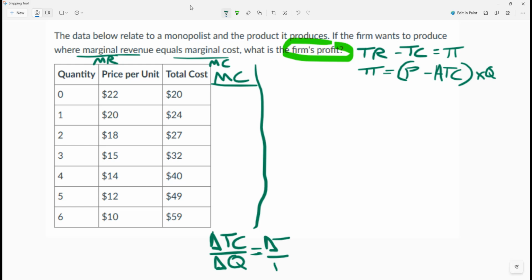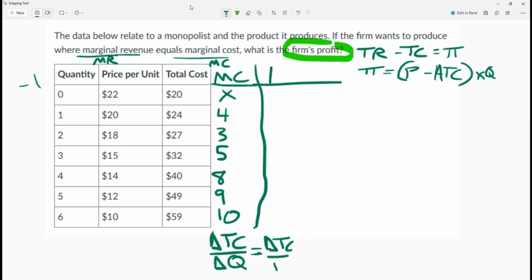So the change in total cost right here. Okay, so I don't have a marginal cost at 0 because there's no such thing as a -1 widget here. But from going from 0 to 1, you could say, well, what's the difference between these two? What do I have to add to this to get to here? Or I could take this second number and subtract. Either way, it's 4. And then it's 3, and then it's 5. I'm just taking the difference here. It's 8, 9, and 10. Okay, now I've got marginal cost.